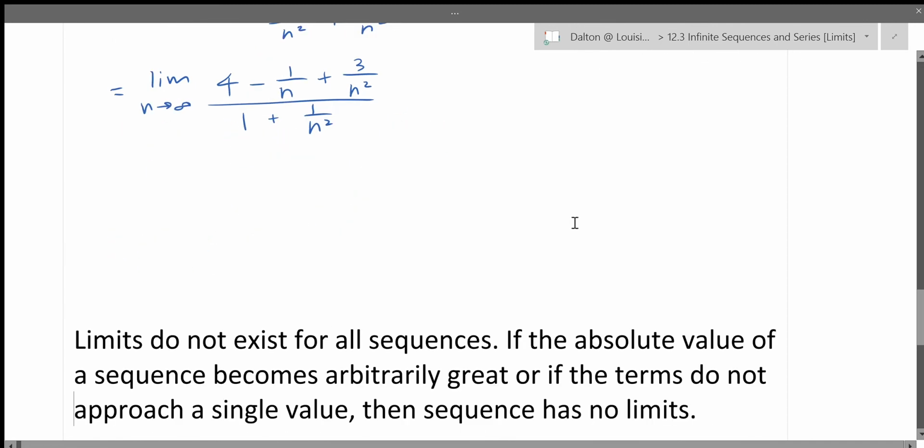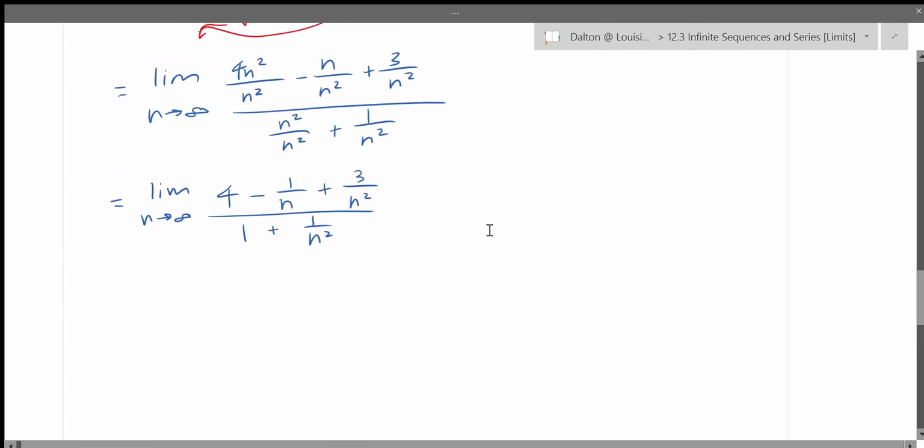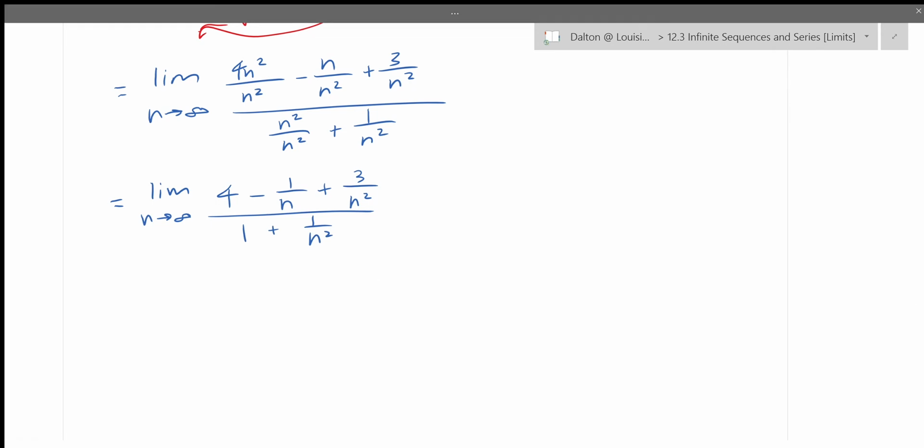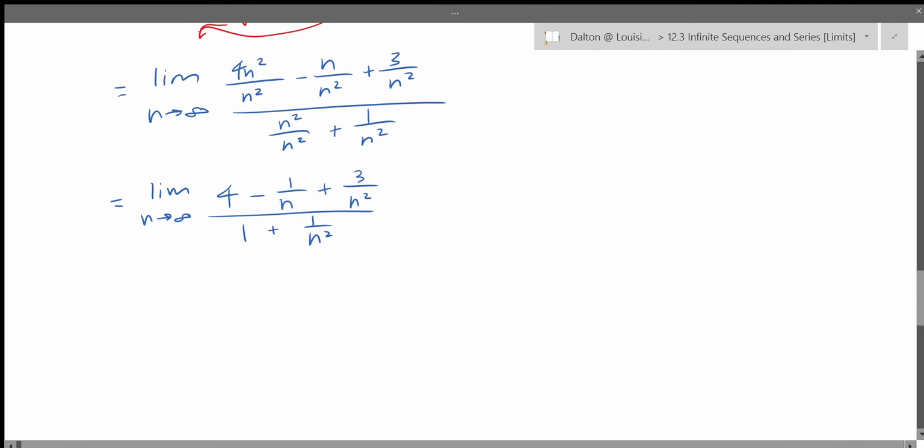Now, if you think back, the two things that I highlighted in green earlier was that we know how to take limits of constants and we know how to take limits of 1 over n of some sort. So all of these values are fine except 3 over n squared. Is there a way that I can write 3 over n squared to separate the constant from the n squared? Can I write that as 3 times 1 over n squared? Yeah. Okay.